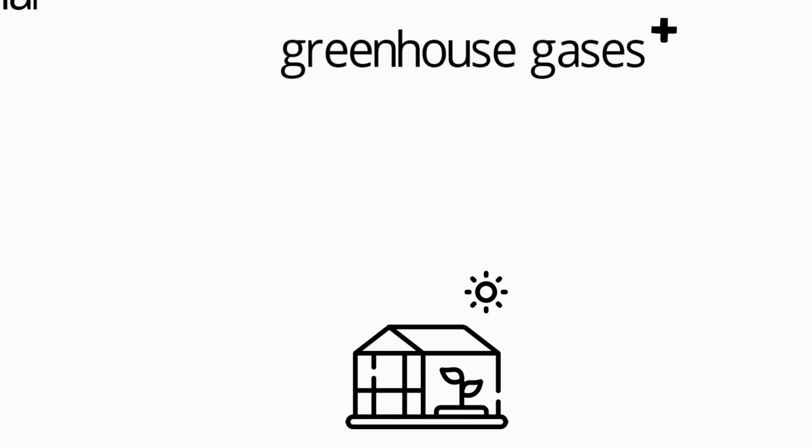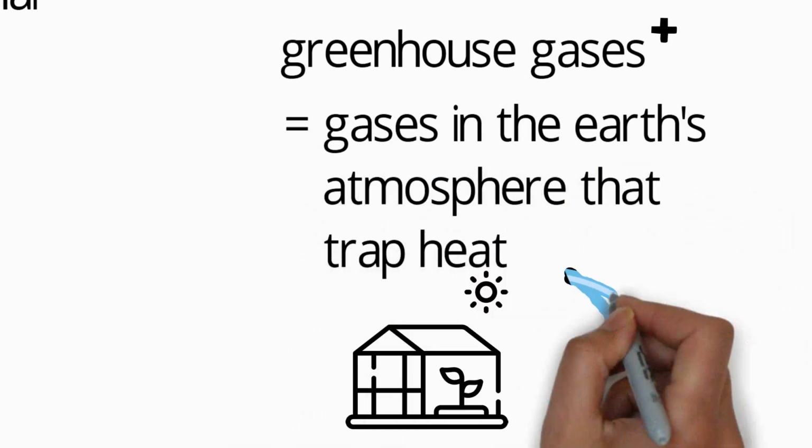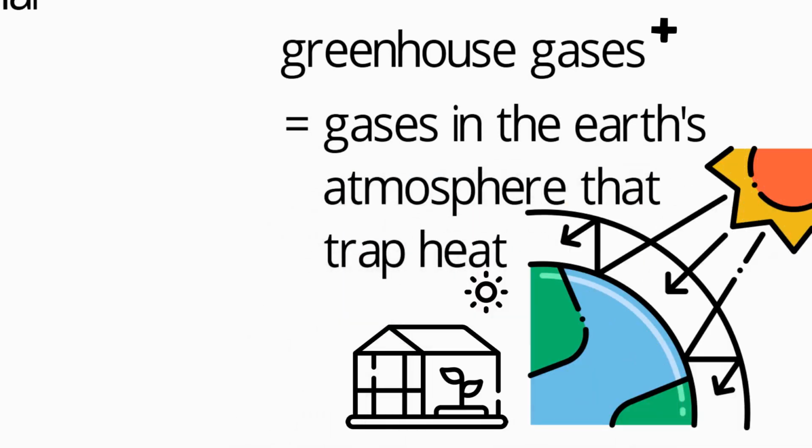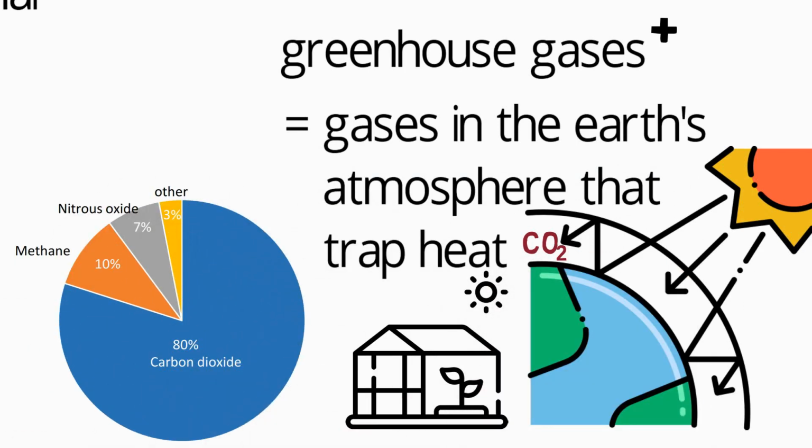So a greenhouse is a structure that many people have in their gardens to grow plants because they trap heat from the sun. And greenhouse gases do the same thing. They are gases in the Earth's atmosphere that trap heat. The most common one is CO2, carbon dioxide, which actually accounts for around 80% of greenhouse gases. Other common ones are methane, CH4, and nitrous oxide, N2O.